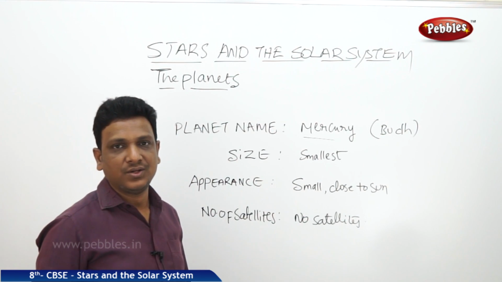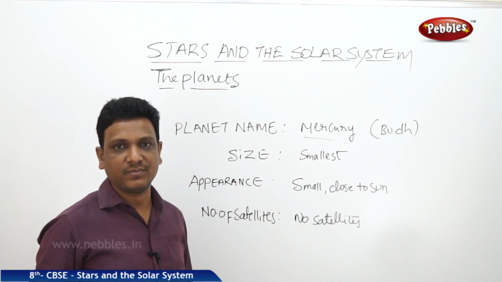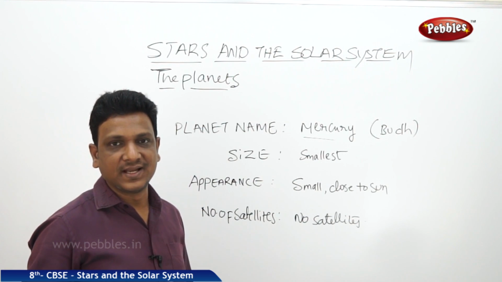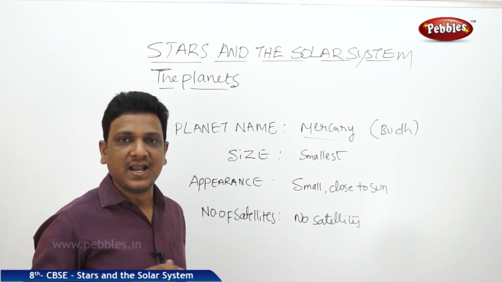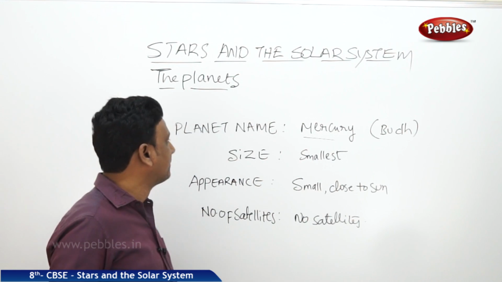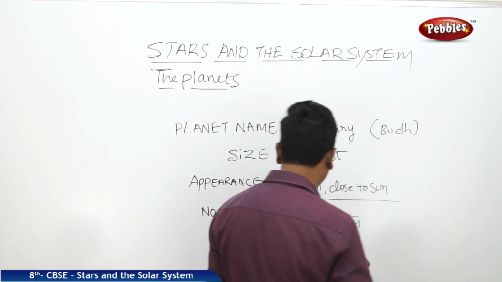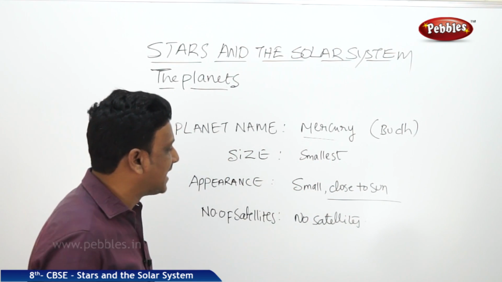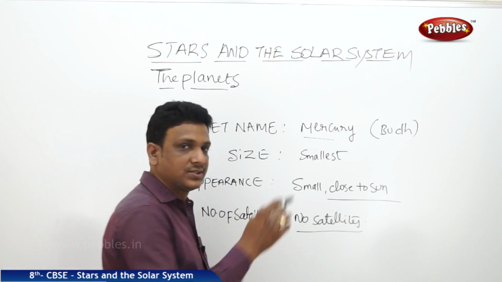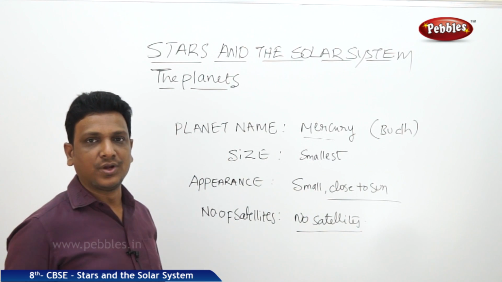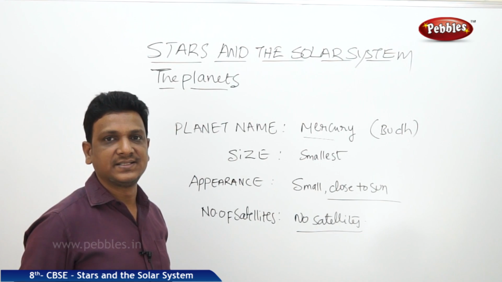So it is seen only just before the sunrise and after the sunset, near the horizon. To see that, the area must be clear from trees and buildings. Just like the places where you find some seashore, where you can see the horizon, at those points you can see this particular planet Mercury. It is small and close to the Sun, and this planet does not contain any satellites.